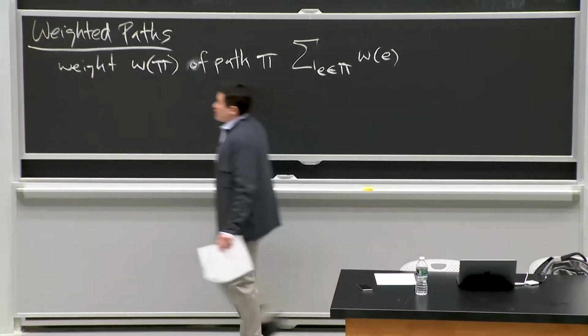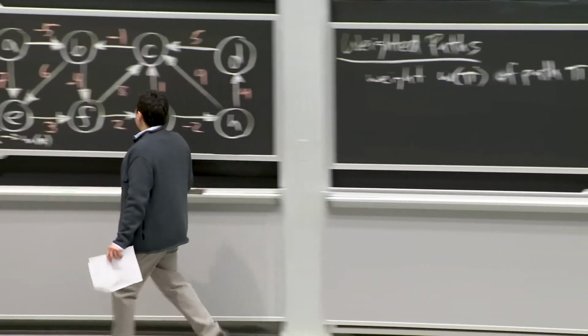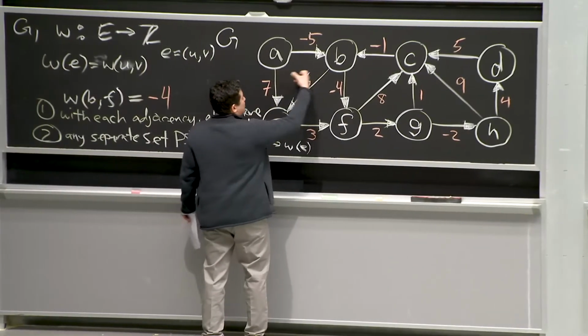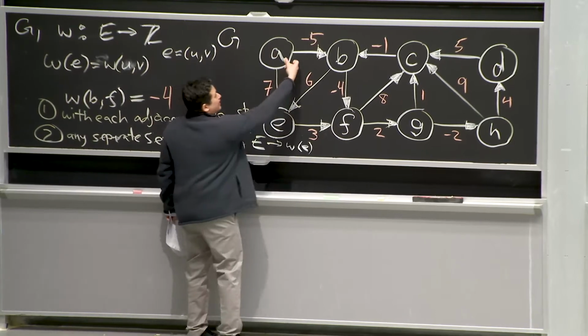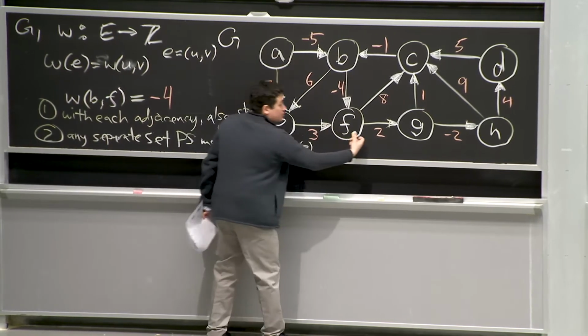So if I took a look at a particular path here, the path from A to B to F to G is going to be minus 5, minus 4, 2.